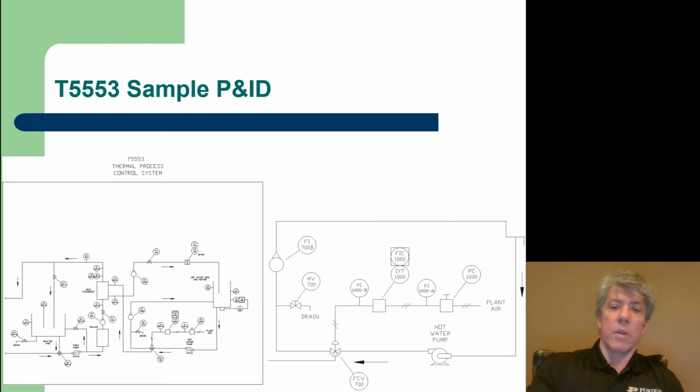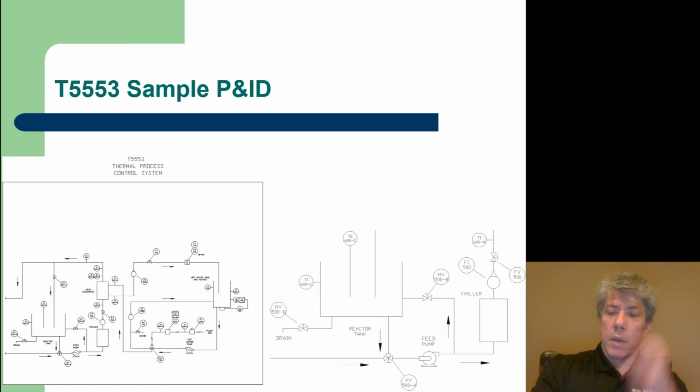FCV700 is a flow control valve, and you'll notice that it's a three-way valve. So that's kind of interesting. There's a hot water pump there for use as well. And you can see that the direction of flow being clockwise in this loop is indicated by the arrows.